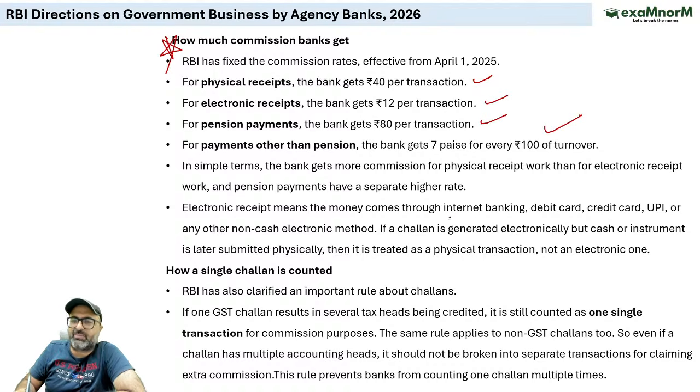इलेक्ट्रॉनिक रिसीट मीन्स द मनी कम थ्रू इंटरनेट बैंकिंग, डेबिट कार्ड, credit card, UPI or any other non-cash electronic method. For that, bank will receive 12 rupees. Is it clear? How a single challan is counted?